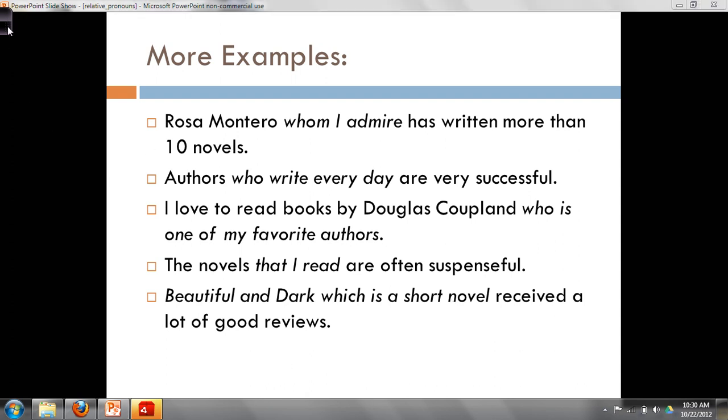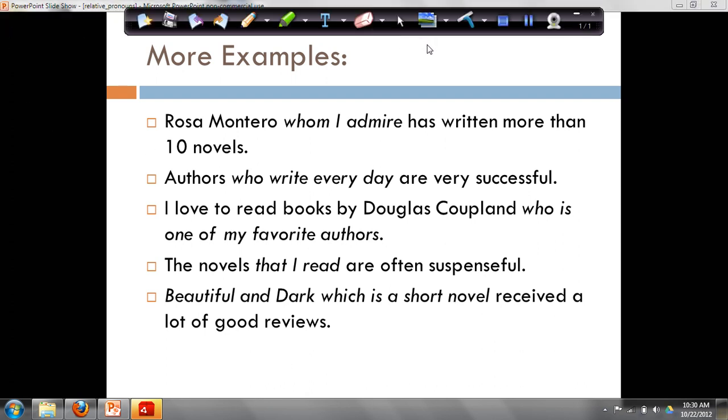Let's look at a few more examples where we're going to try to figure out whether we need to add commas or not. So here we have this first example. Rosa Montero, whom I admire, has written more than 10 novels. So if we take a look, here's our relative pronoun whom, and that refers to Rosa Montero, a specific person. We have her name. If we have her name, it's a specific person. That means that the dependent clause, in this case, whom I admire, is extra information. So we need to separate it out with commas.